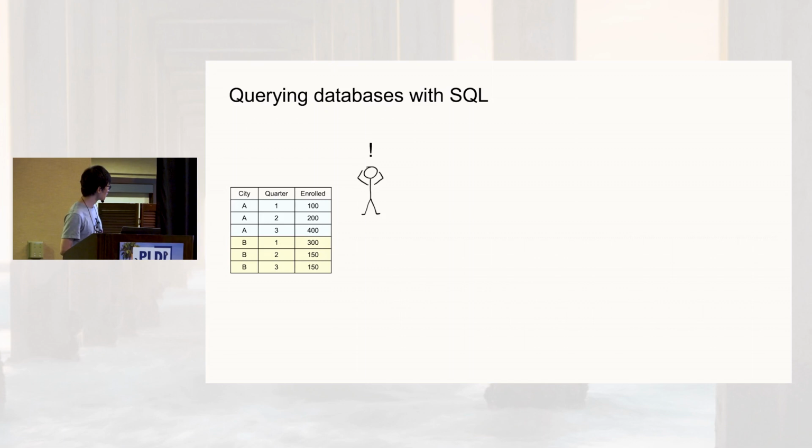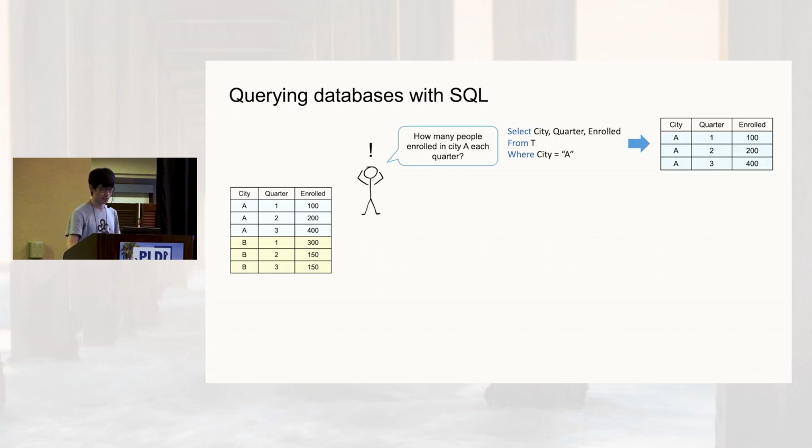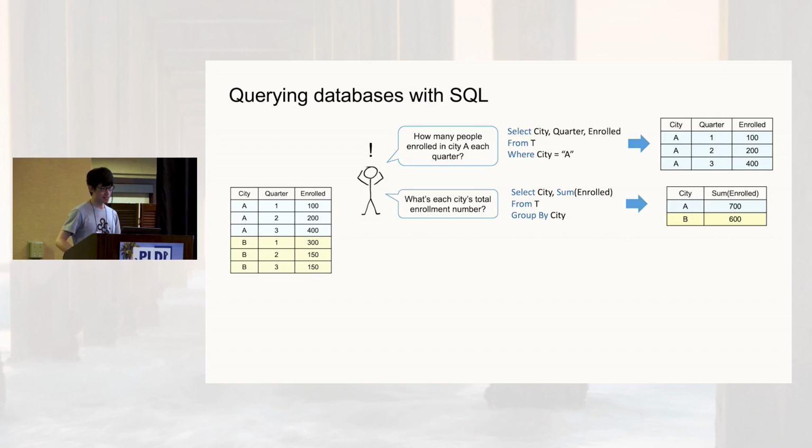For example, if a user has data that shows the city, the quarter, and the number of people enrolled in some program from that city, and the user is interested in how many people enrolled in the program for city A, they can write a simple select-from-where query. And if the user is interested in something else, like the total enrollment number for each city, they can group by city and calculate the sum.